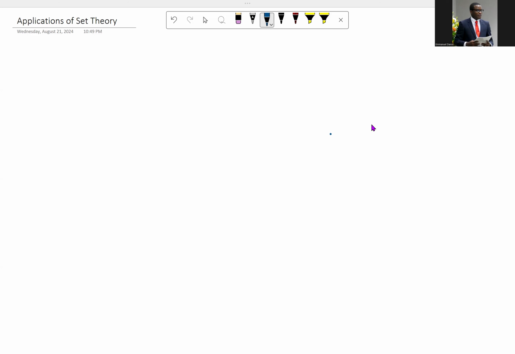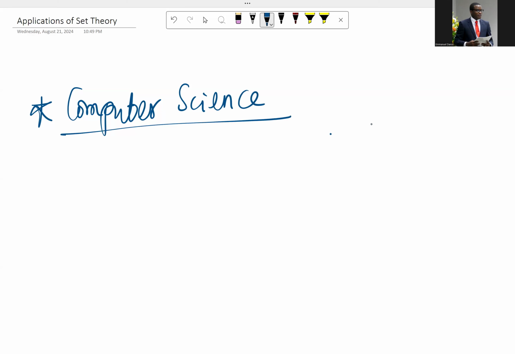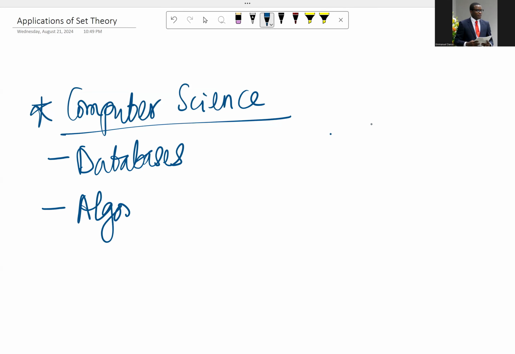Okay, so the first area of application I'll talk about is in computer science. Set theory is all over the place in computer science. For instance, when you talk about databases, especially for those who work with SQL, at some point you have to join two sets together. You have to find the union and intersection of two sets using the syntaxes you find in SQL. So in databases, you have sets playing prominent roles there. And of course, algorithms relate a lot with set theory.